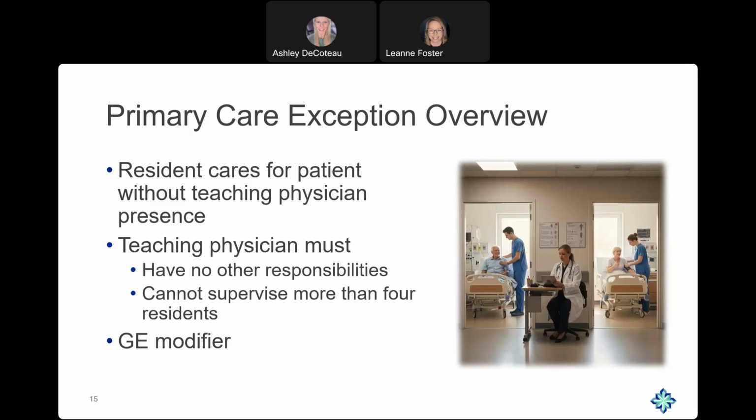We did have a pre-submitted question which asked if the GE modifier should be used for inpatient settings, and the answer to that is no. The primary care exception only applies for outpatient services, so the GE modifier would not be used for inpatient services.